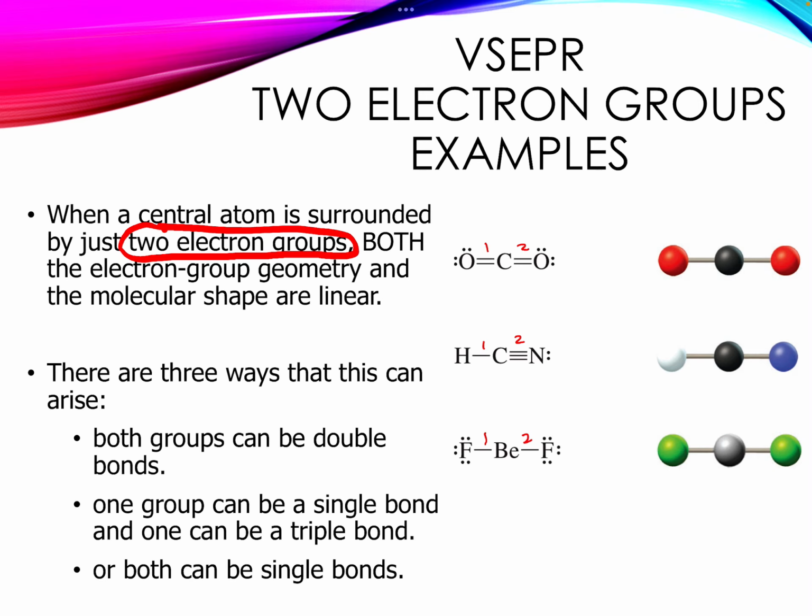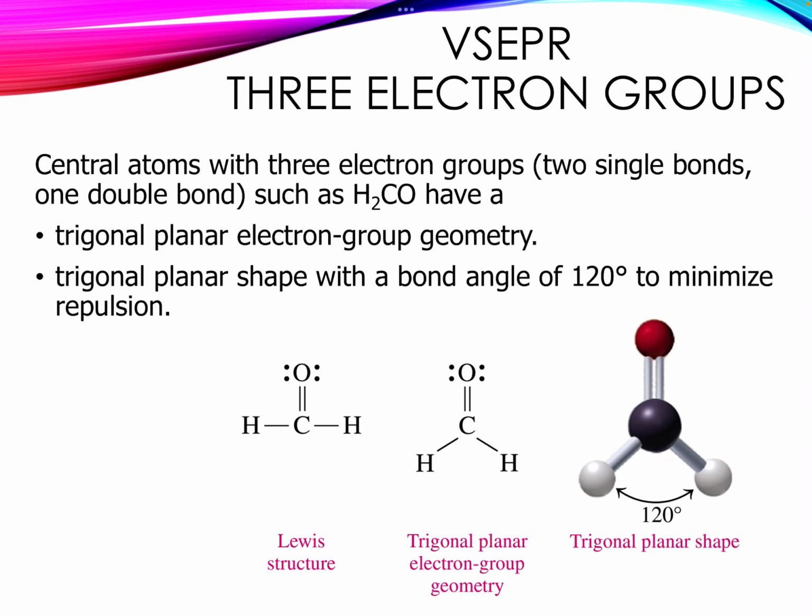So in carbon dioxide, this top molecule, there were 2 different double bonds. Whereas HCN, we have a single bond and a triple bond. And in beryllium fluoride, we have 2 different single bonds. So it doesn't matter what the bonds are, right? It doesn't matter if they're single, double, or triple. We're just looking at areas of electrons. So if it has 2 areas of electrons, then it's always going to be a linear electron geometry, a linear shape, and bond angles of 180 degrees.